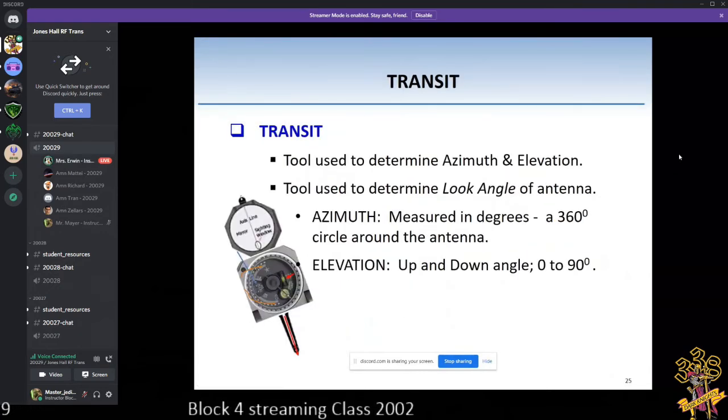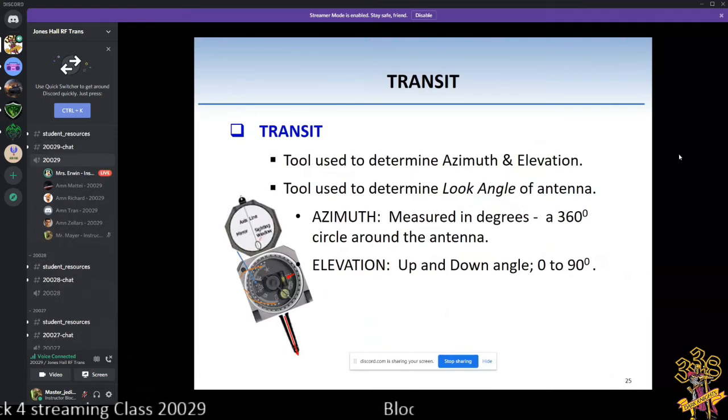Have y'all used a transit yet? No, ma'am. Okay. When you do your SATCOM antenna, you're going to be using the transit. And it's similar to a compass, but it does a lot more things. But we use it to find azimuth and elevation.